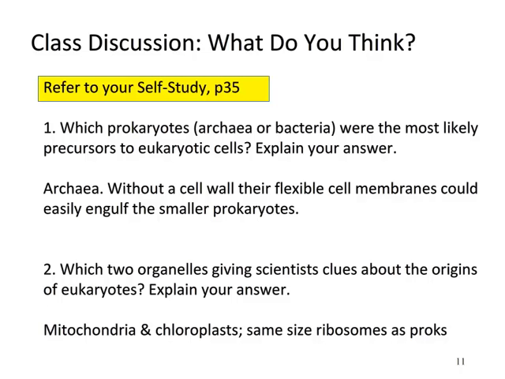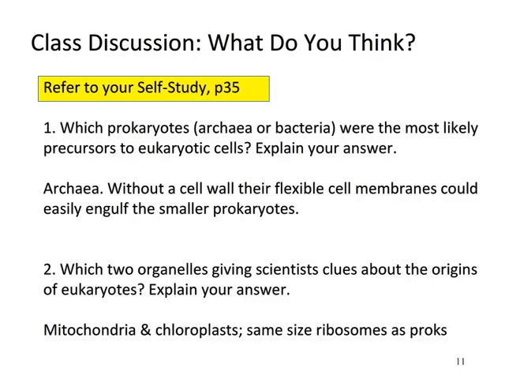Archaea were the most likely kind of prokaryote to be the precursor to eukaryotic cells because, remember, archaea do not have a cell wall. So without a cell wall, the flexible membrane of the archaea could more easily reach out and engulf smaller prokaryotes and pull them into the archaea's own cytoplasm.